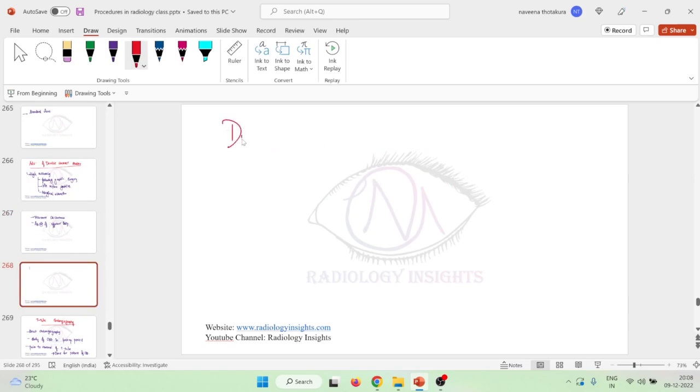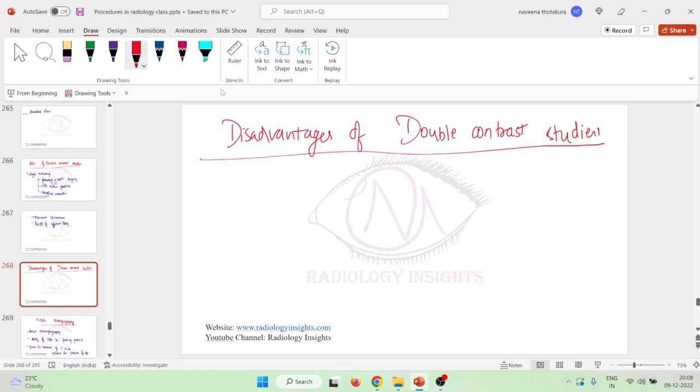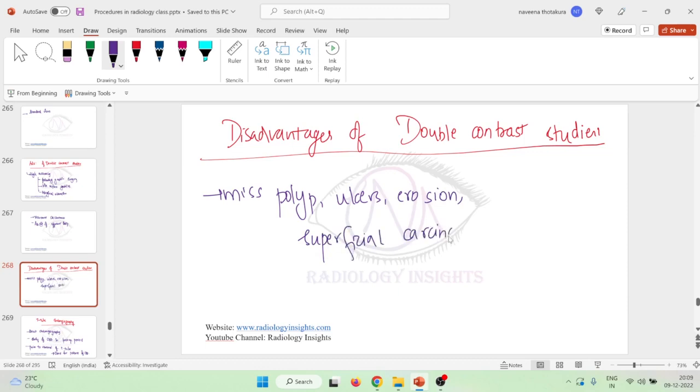Now, what are the disadvantages of double contrast studies? If you see the disadvantages, these double contrast studies can also miss, just like single contrast study, some polyps, ulcers or erosions. It can miss polyps, ulcers, erosions, or if there is any superficial carcinomas, can also be missed by double contrast studies.